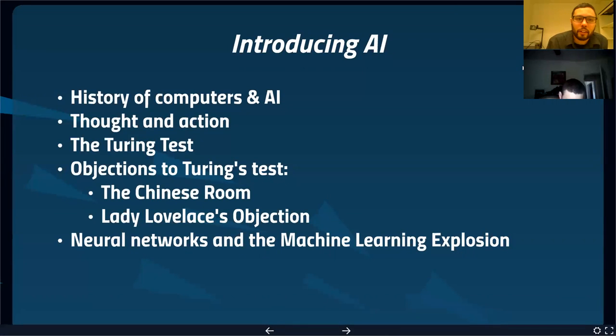So my plan today is to start by talking about the history of computers and the history of artificial intelligence, an introduction to what computation is, and a very brief crash course in thinking and action, in particular agency. So, what is thinking?